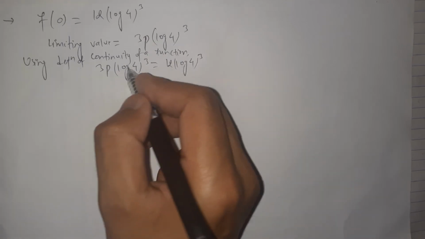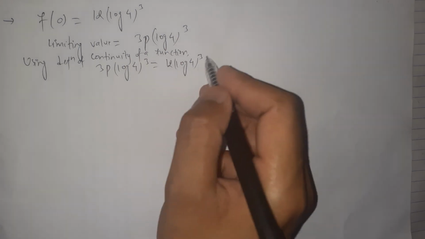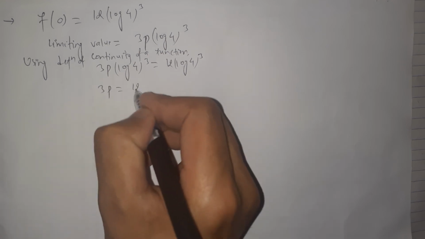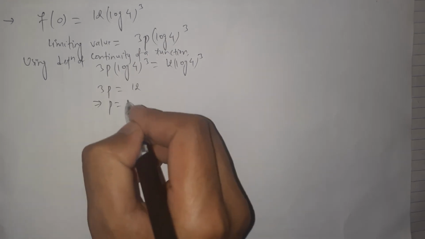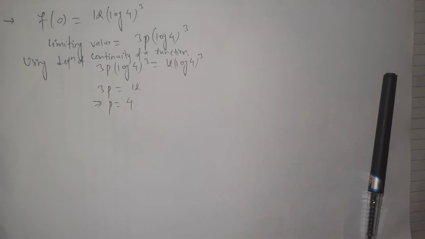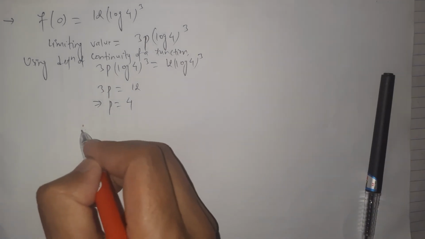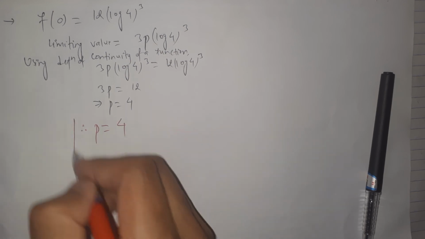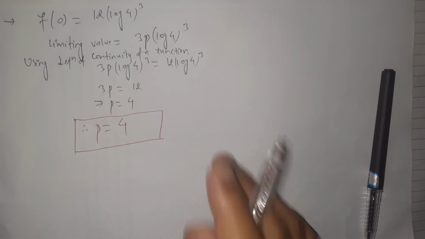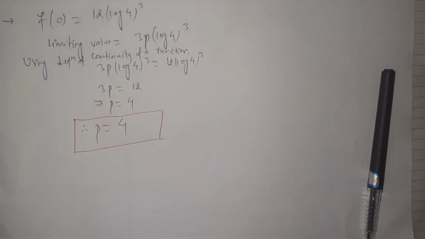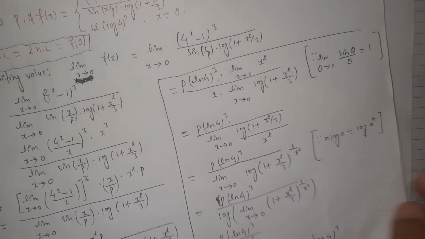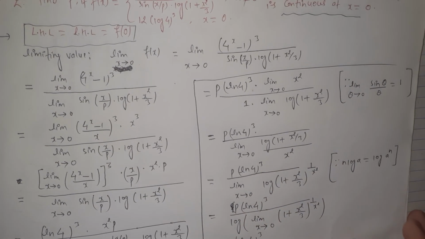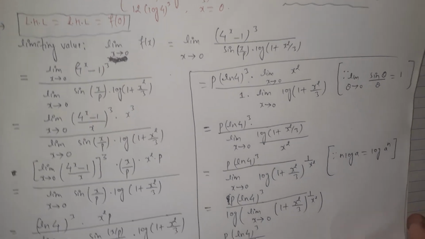Let's simplify this. Log of 4 to the power q is present on both sides, so we can cancel it out. Therefore 3p is equal to 12. This implies the value of p is 4. Finally we calculate the value of p as 4. This is our target. We finally calculate the required value of p. This is the question, a very lengthy question. Here we use many concepts of limit and some properties and definitions.